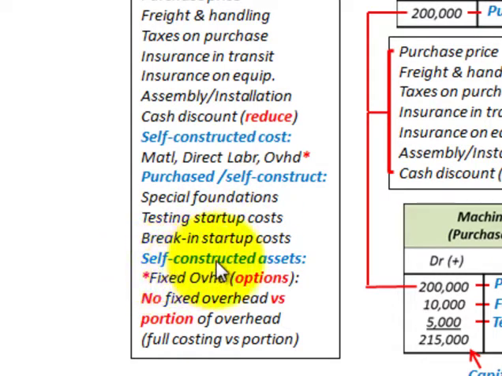And then one other point on self-constructed assets, this fixed overhead, there are different options. Either you could charge no fixed overhead, or you could charge a portion of the overhead, which would be called full costing.